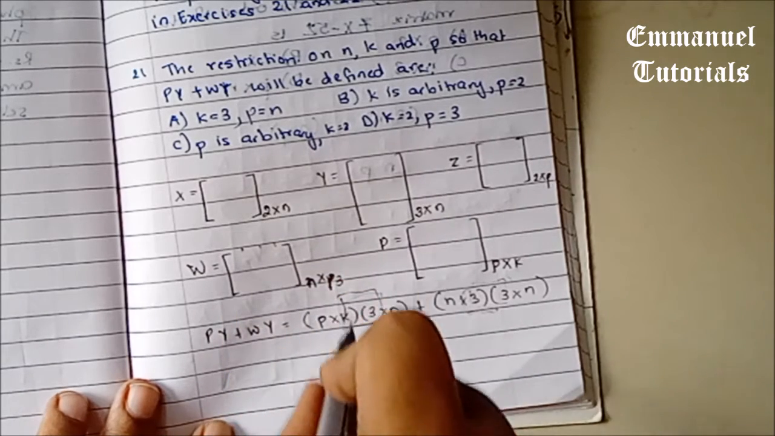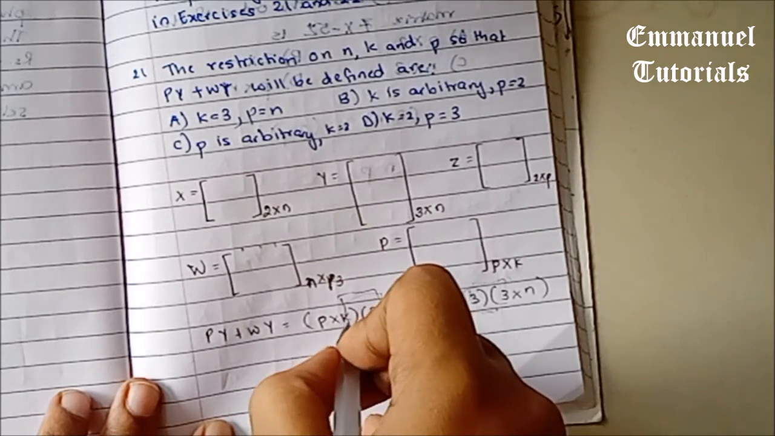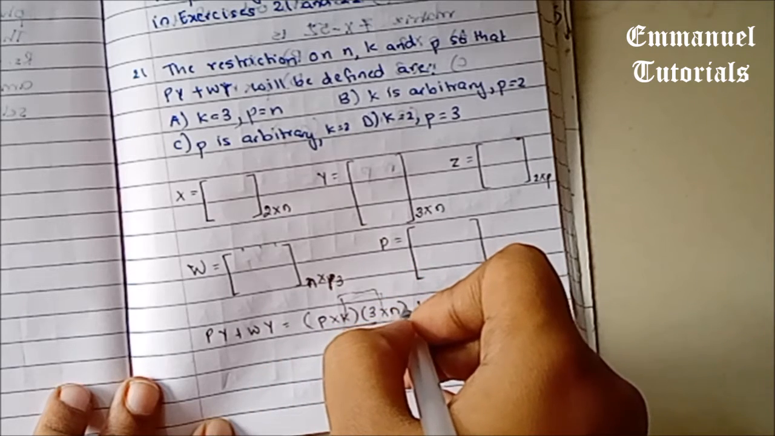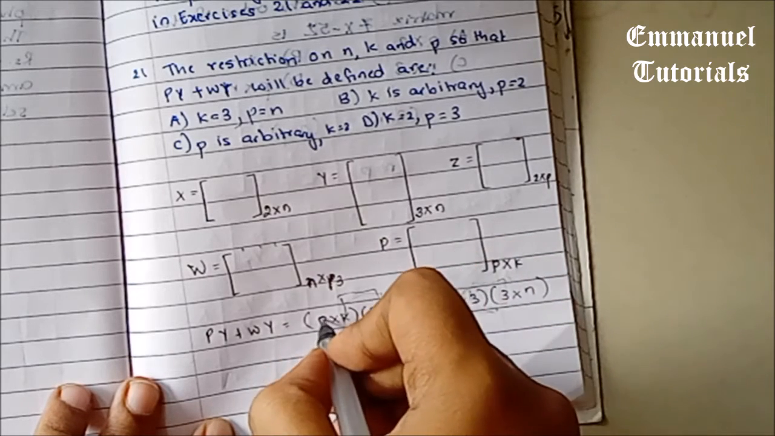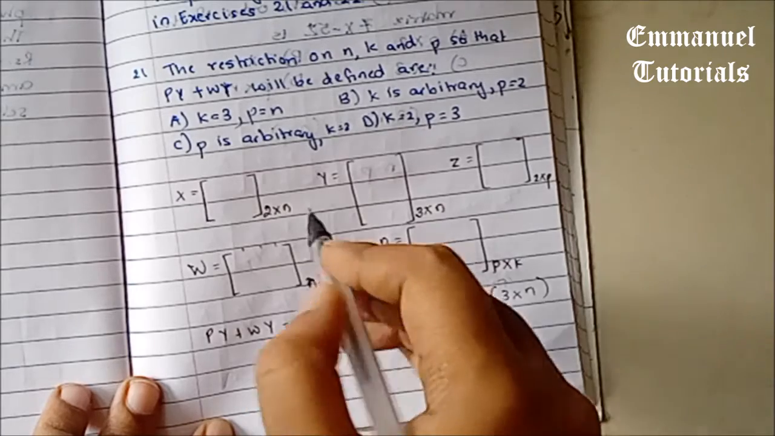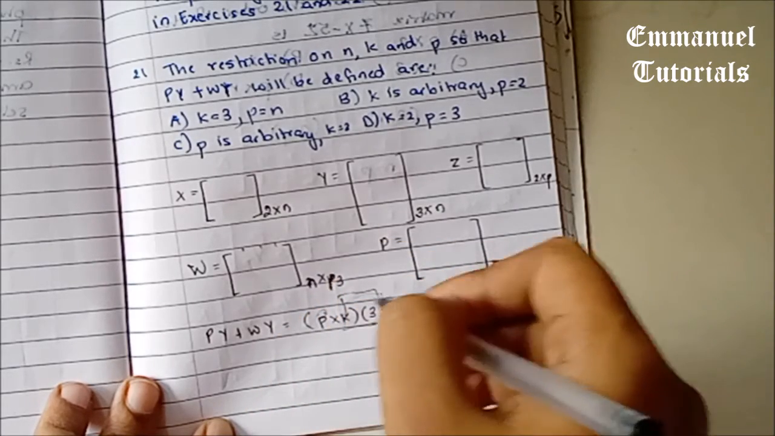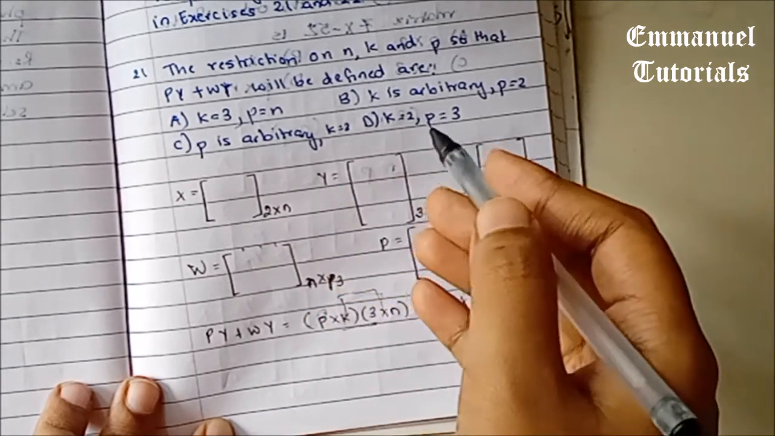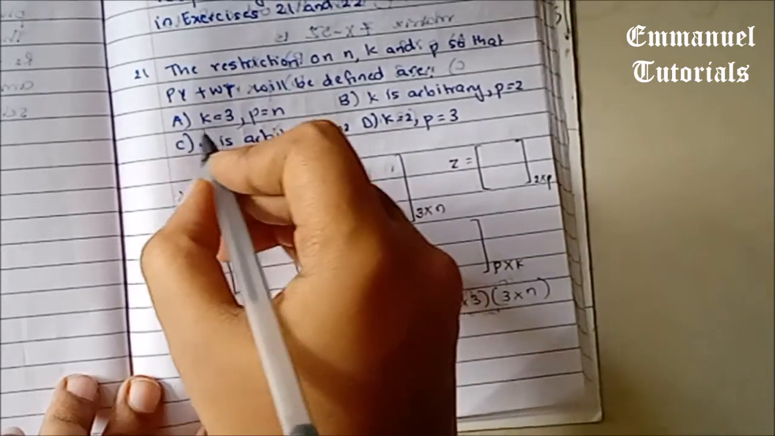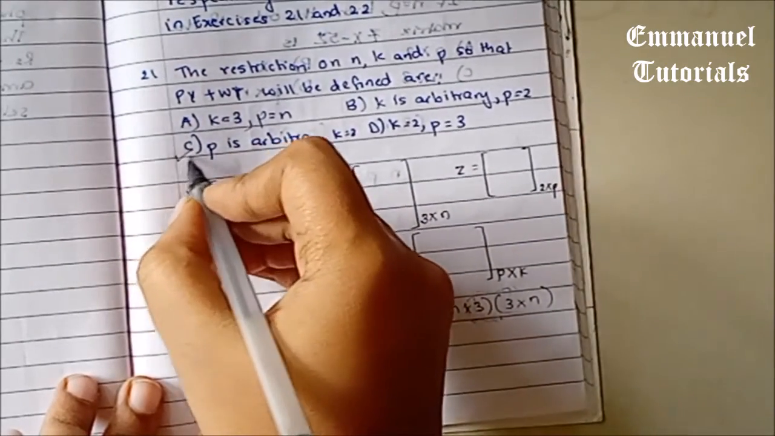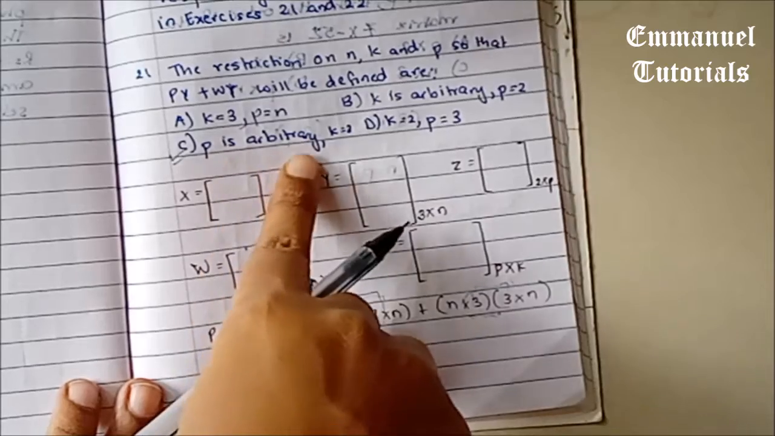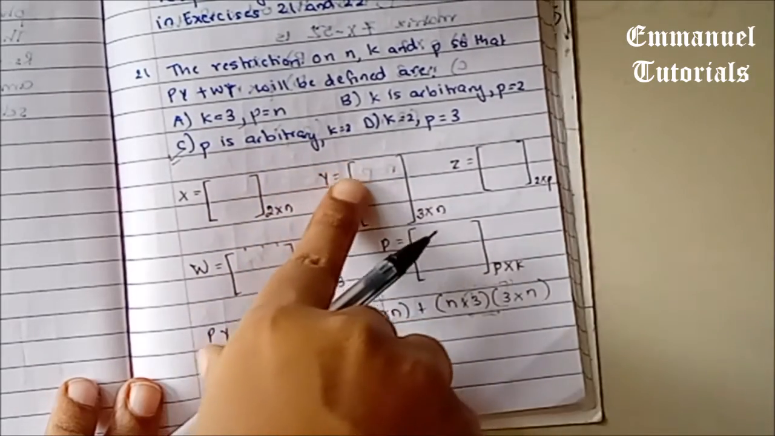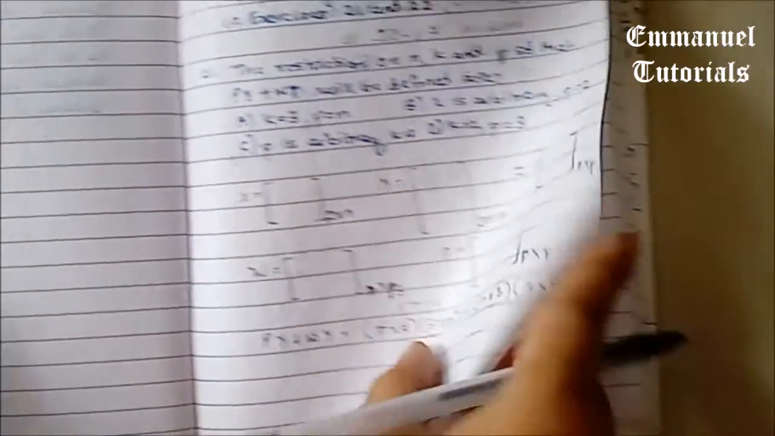Because for multiplication the condition is only that the number of columns of the first matrix is equal to the number of rows of the second matrix. So p can be arbitrary. P doesn't have to be equal to any of the values, or p should be equal to n, that is not important. So you can see that C is the right answer, because p can be any value and k should be equal to 3. Now let's go to the next one.